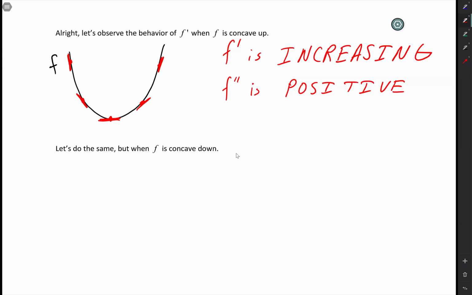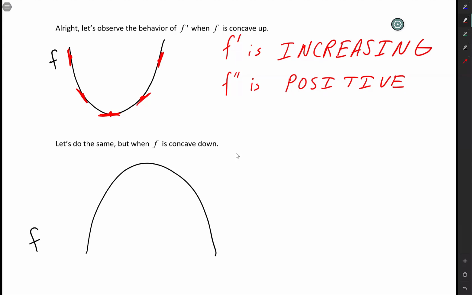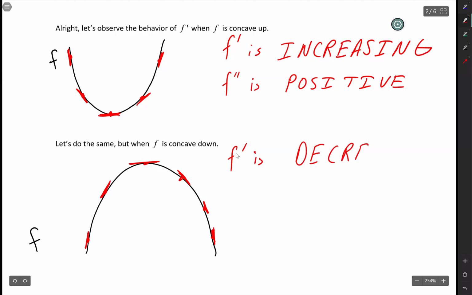So now let's see what happens when we're concave down. This is F. It's obvious that it's concave down. I'm gonna do F prime in red here. So look at this tangent slope. It's a pretty steep slope. Not as steep. 0 there. It's going back to steep, but in the negative direction. What's happening on this one? F prime is decreasing. What does that mean about F prime prime? Perfect. Is what? Negative.